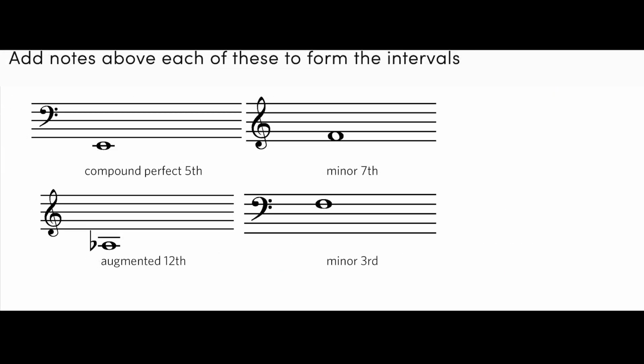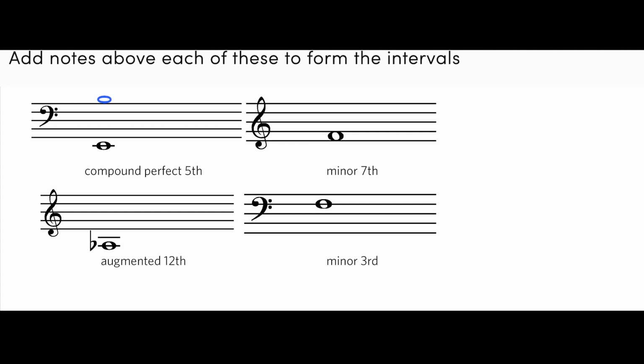In this question, we're needing to add notes above the given notes to form the intervals. The first one, we're looking for a compound perfect fifth. We need to add 7 to 5 to give us the distance that we need to count in order to fill in the upper note. So 7 plus 5 is 12. And we see then that we have to fill in a B, which is 12 notes higher than E.